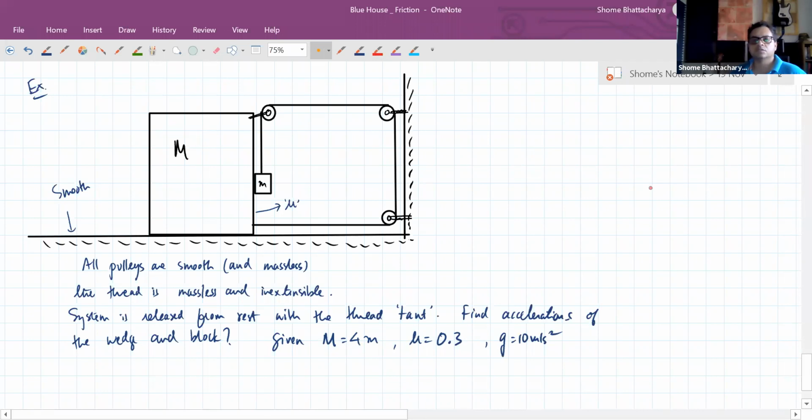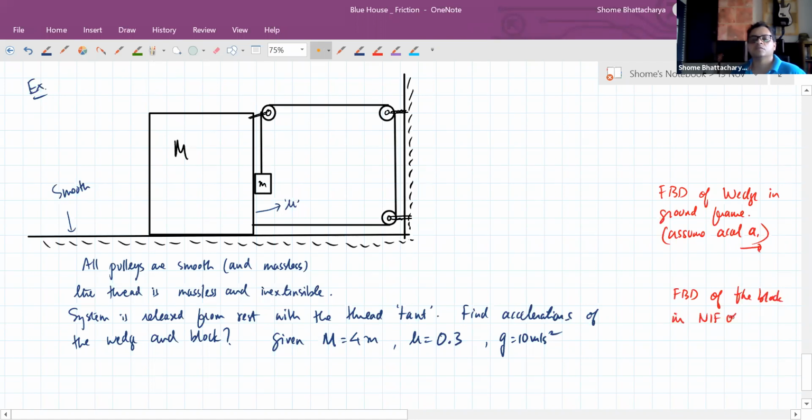So again, what we do is make the FBD of the wedge in the ground frame. Assume acceleration a1 horizontal like this. Then make the free body diagram of the block in the non-inertial frame of the wedge. Now assume acceleration a2 like this downwards, but this is with respect to the wedge. Keep that in mind. This acceleration that we're taking is in the non-inertial frame of the wedge. And solve.